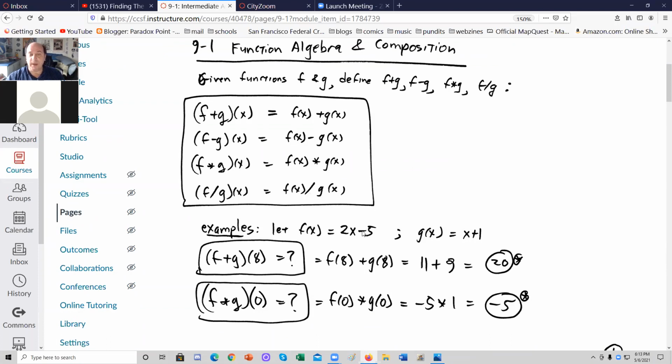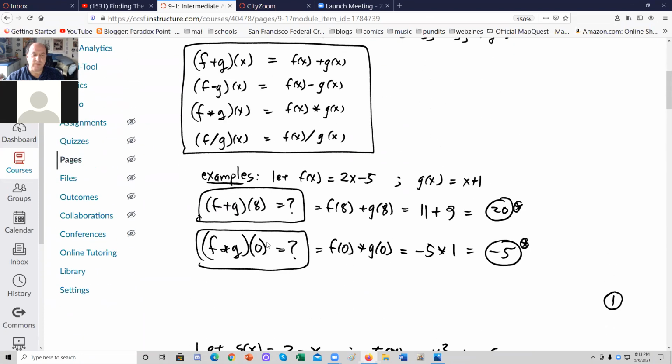So, for example, f of x is 2x minus 5, g of x is x plus 1. What's f plus g at 8? What's f times g at 0? Well, f plus g at 8 is f of 8 plus g of 8. Plug in 8 in here and you get 11. Put 8 in here, you get 9. 11 plus 9 is 20. F times g at 0 is f of 0 times g of 0. F of 0 is negative 5. G at 0 is 1. Negative 5 times 1 is negative 5.